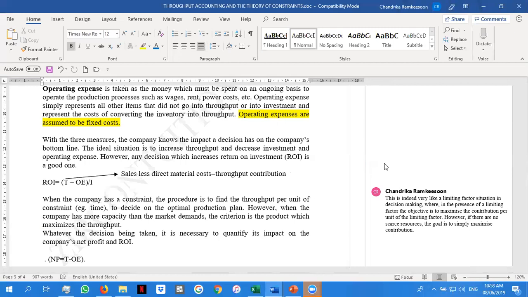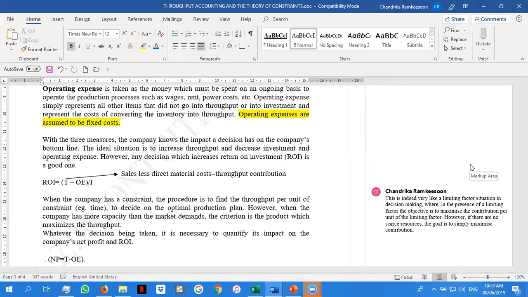But if, as we saw earlier in the handout, investment is investment in materials, clearly return on investment under throughput accounting will not have the same meaning as return on investment under typical accounting, as I just mentioned. It's as simple as that. Investment here has a different meaning, and therefore return on investment must have a different meaning also. So return on investment is throughput, which is throughput contribution, sales less material cost, that's like contribution then, less operating expenses.